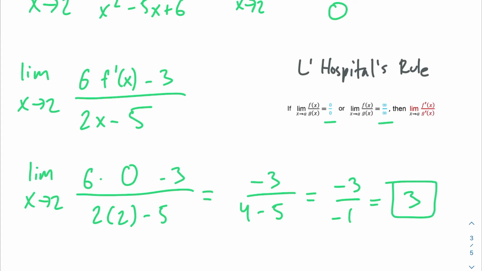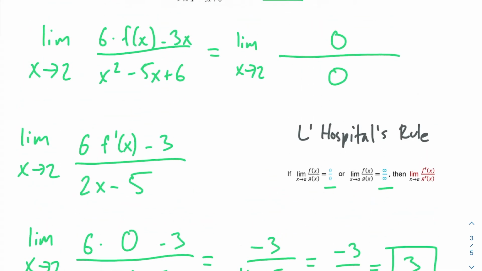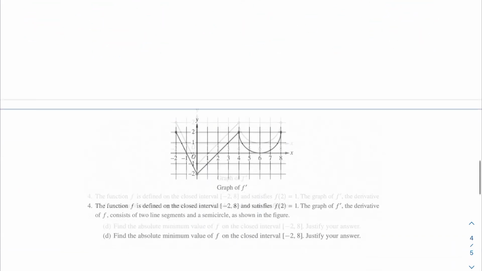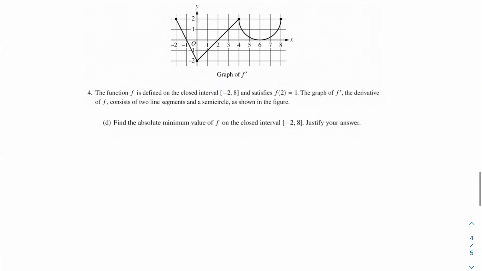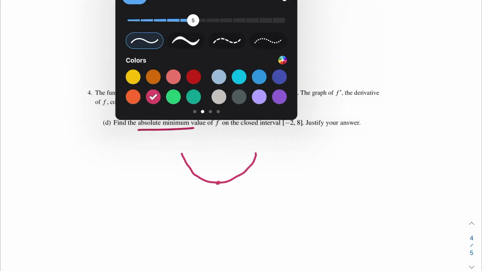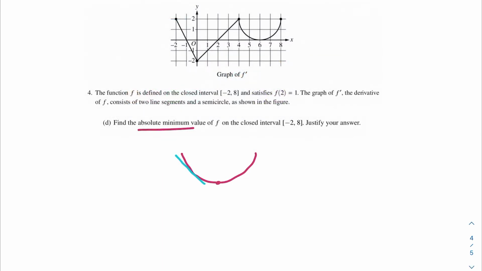So if you find yourself with this indeterminate form, do not say that it does not exist, okay? You might be able to use L'Hopital's rule, and in this case, we actually were able to use L'Hopital's rule. Let's move on to the next problem. This one says, find the absolute minimum value of f on the closed interval minus 2, 8. Justify your answer. When do absolute minimums happen? They happen when the graph goes from a negative slope to a positive slope.